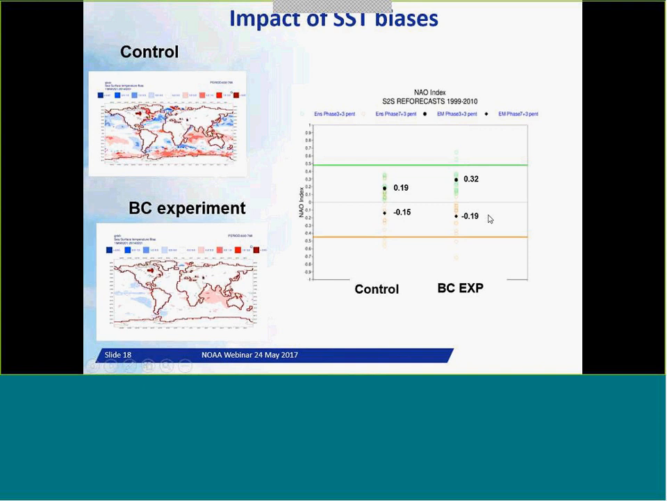So it's the same graphic as I showed before. The lines represent the value for ERA-Interim. Each circle represents the value for one ensemble member. The green is those three days after MJO in phase three, orange is three days after MJO in phase seven.